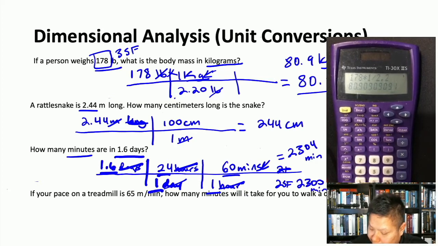Right? That would be 23. Because remember, any numbers that are used as placeholders, like these zeros, are not significant. That's why you could say 2,300 minutes. Okay? Remember your significance. Oh, this is a two-parter right here, sort of, maybe.